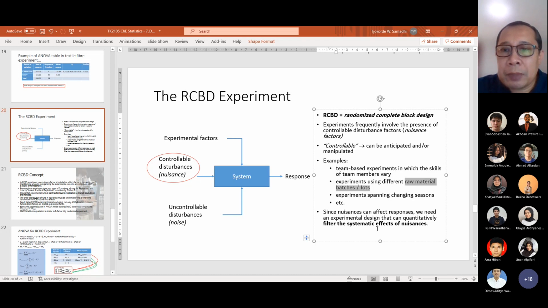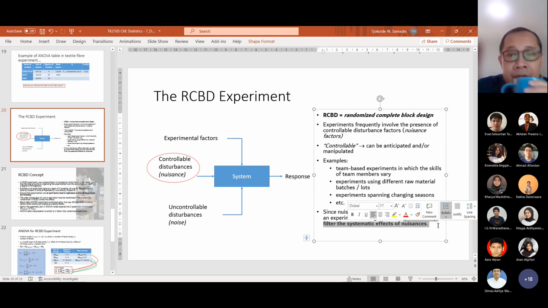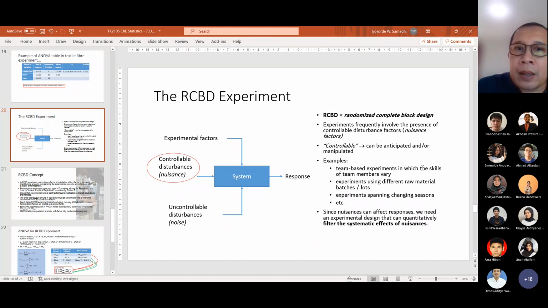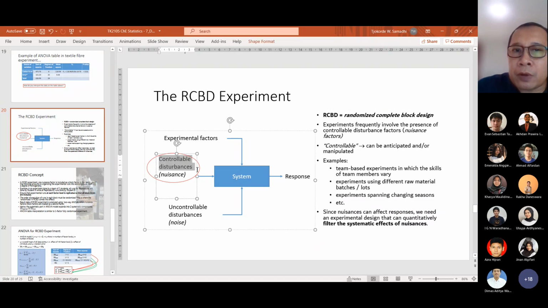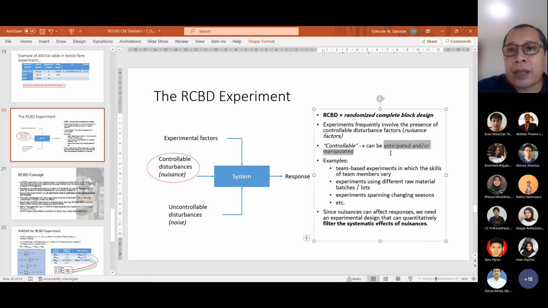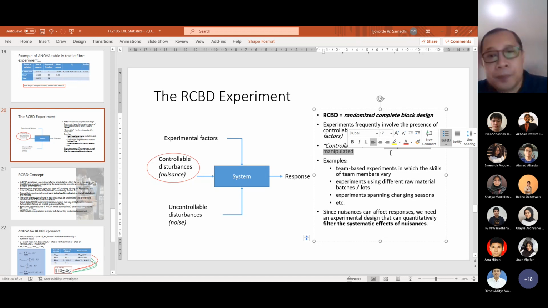Okay, so we need an experimental design that can quantitatively filter the systematic effect of nuisances. Another term for nuisance is controllable disturbance. Controllable means that it can be anticipated and or manipulated somehow.